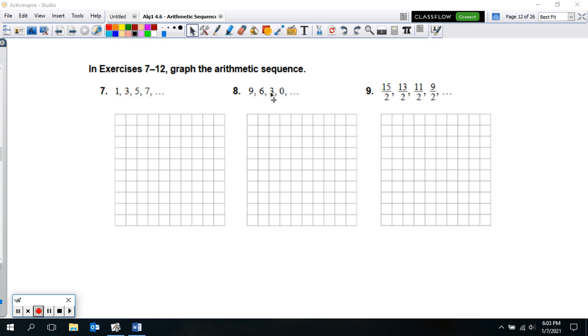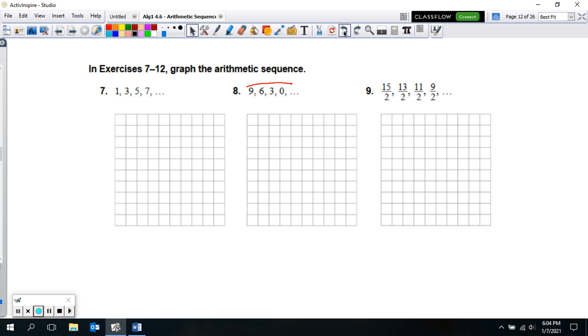So number 8, we have 9, 6, 3, and 0. Those are the first 4 terms of the sequence. Remember we talked about the position number or the term number. 9 is in first position, and so you can make an ordered pair out of this. We're going to make almost a table of values. These are our y coordinates, remember. The actual numbers in the sequence are the y coordinates, and the position numbers, or term numbers as you want to call them, are the x numbers of the coordinate.